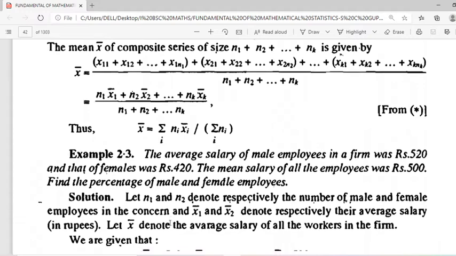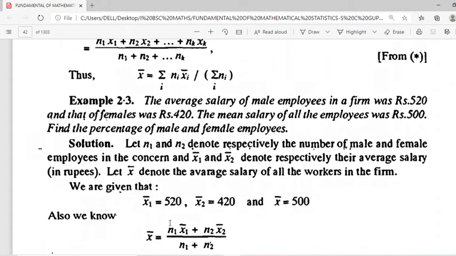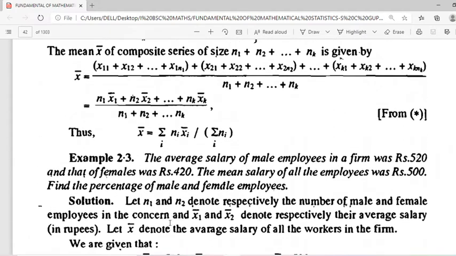I think you got the idea, and it is sometimes very easy to find the combined mean using this. Suppose in a problem x1 bar is given, x2 bar is given, etc., xk bar. Instead of giving the observations exactly, the problem can be expressed in terms of the mean of each series. In such cases we can use this formula. So that is the idea. For example, the example is given below.